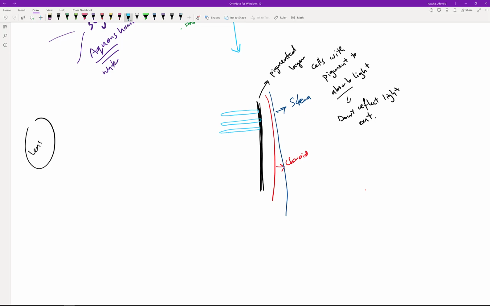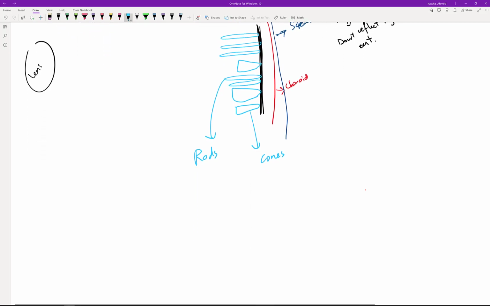And here we have two types of photoreceptors. We have rods and we have cones. So I'll draw them like this. So those are the rods and those are the cones. And there are significant differences between them. Rods are for dim light. Think of it like night vision. And those, they don't see colors, no color vision.